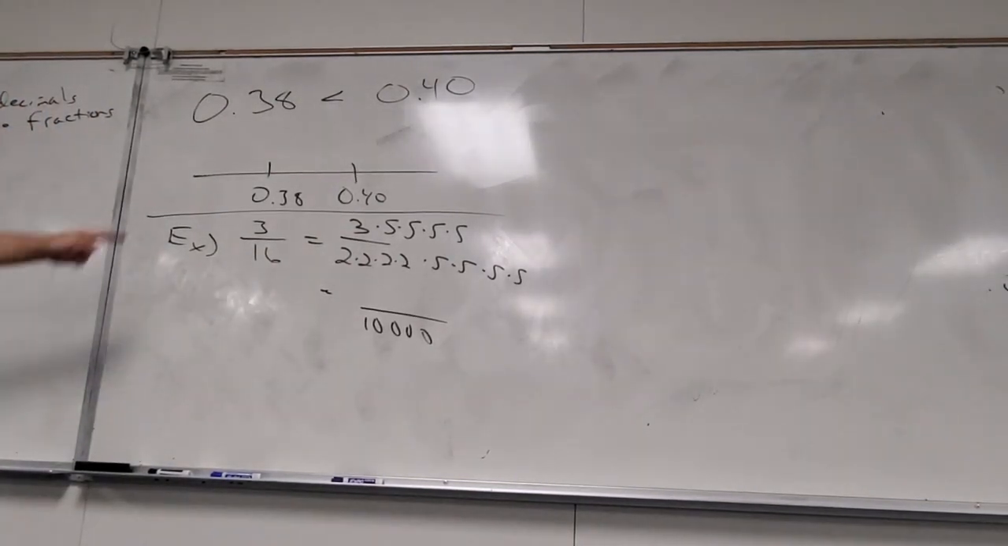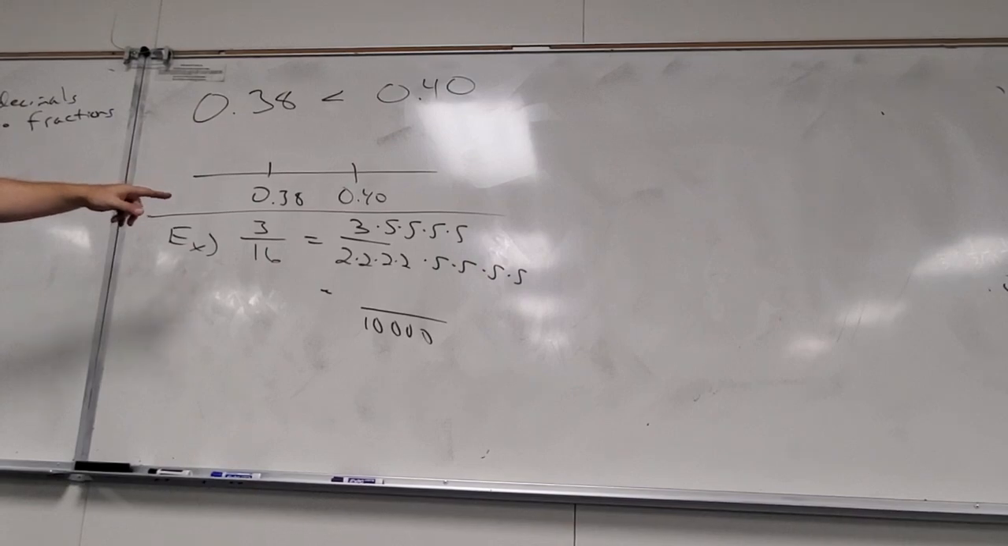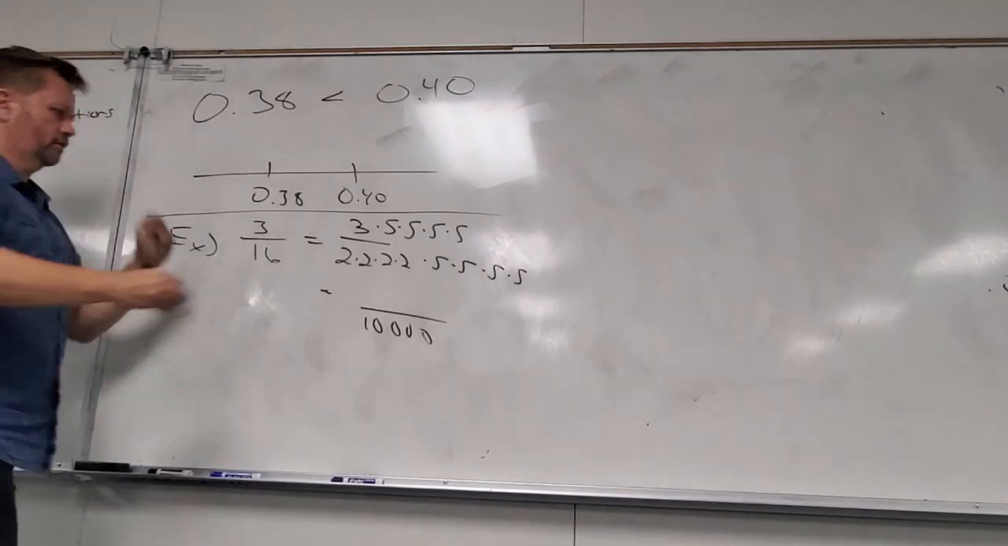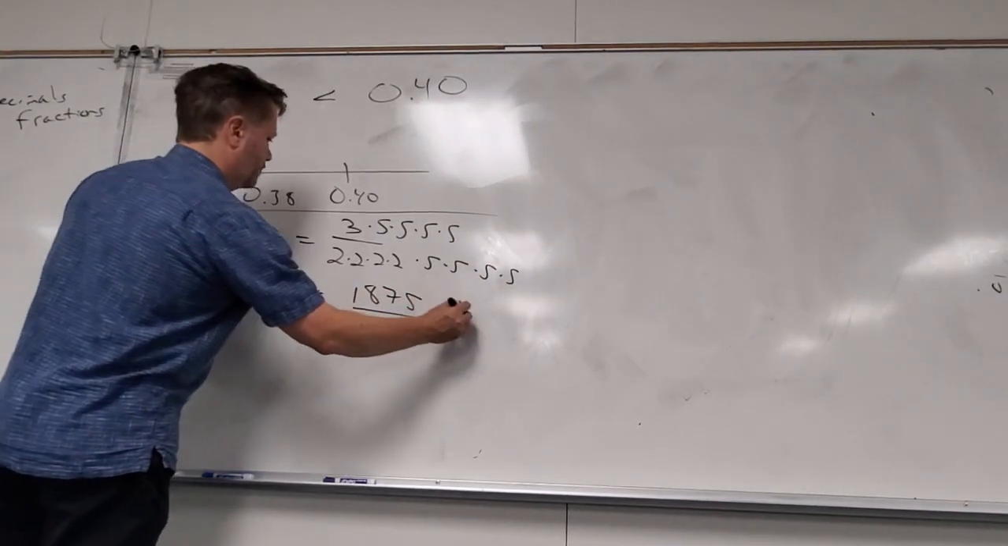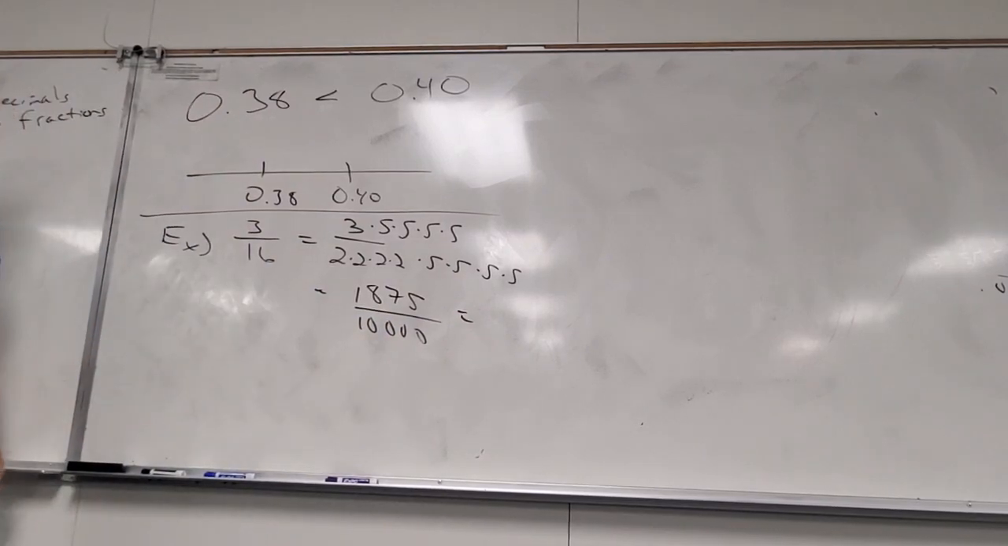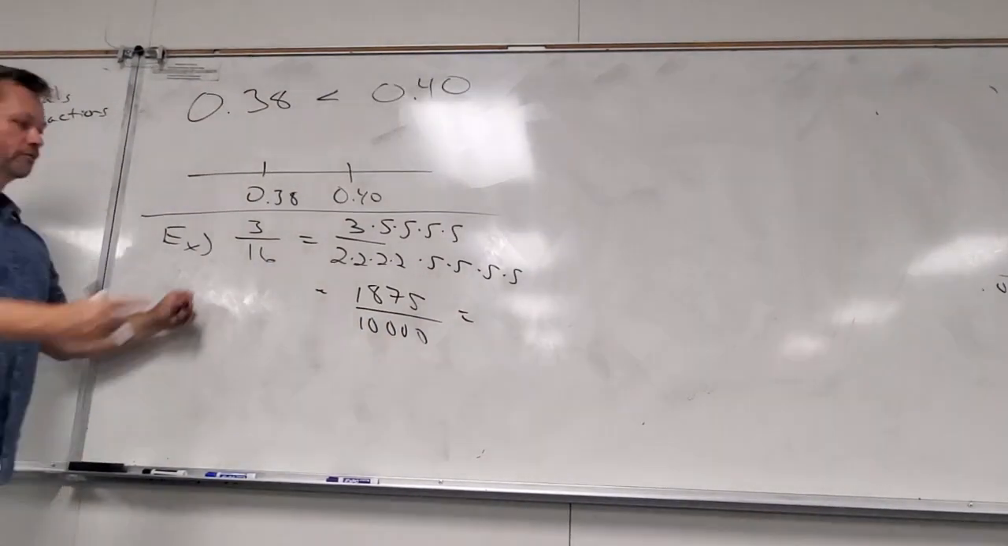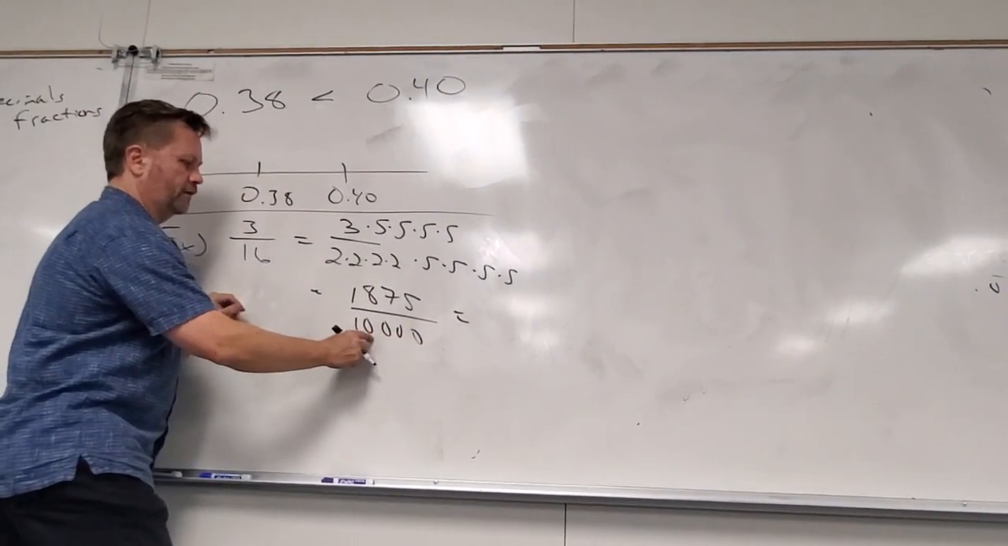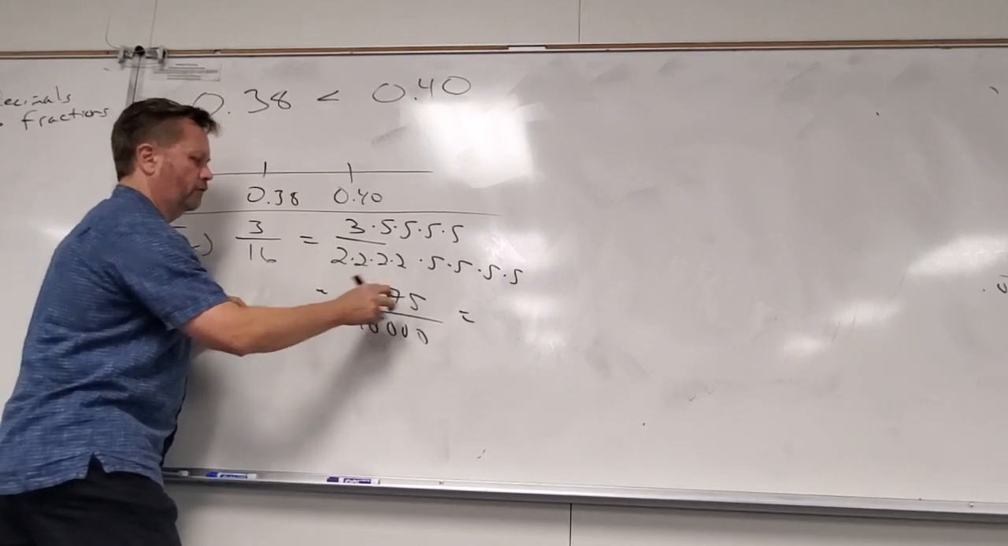Is anybody doing that? What is 3 times 5 times 5 times 5? 1,800. There you go. What is that as a decimal? 0.1. Yeah, and the really cool thing is 1, 2, 3, 4 zeros, so you move it back 1, 2, 3, 4 times.